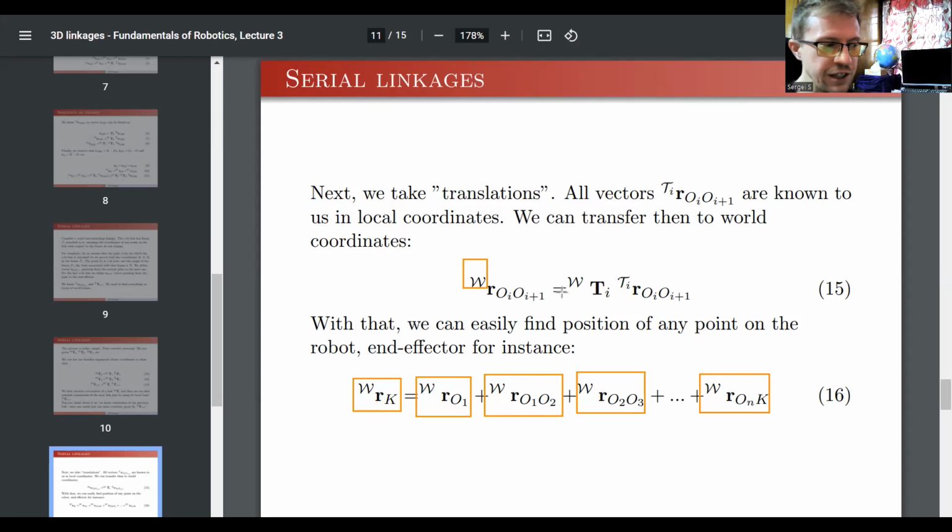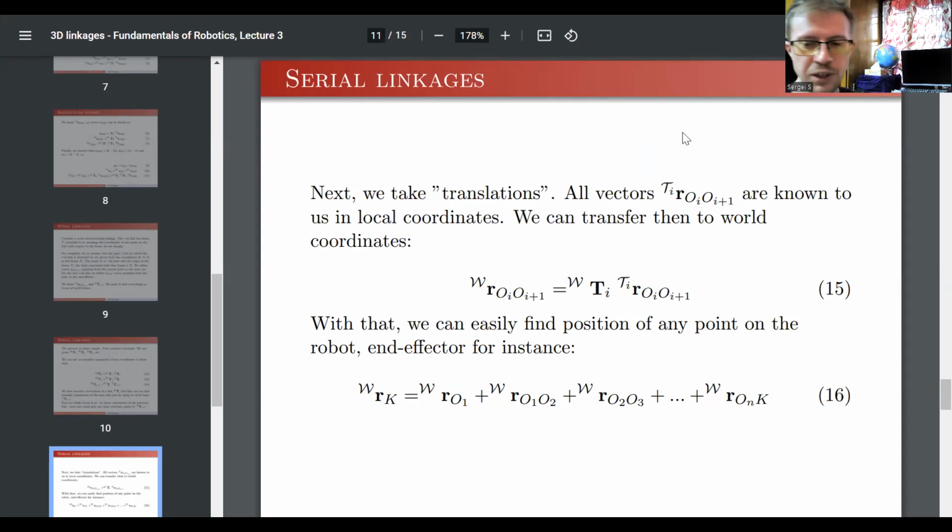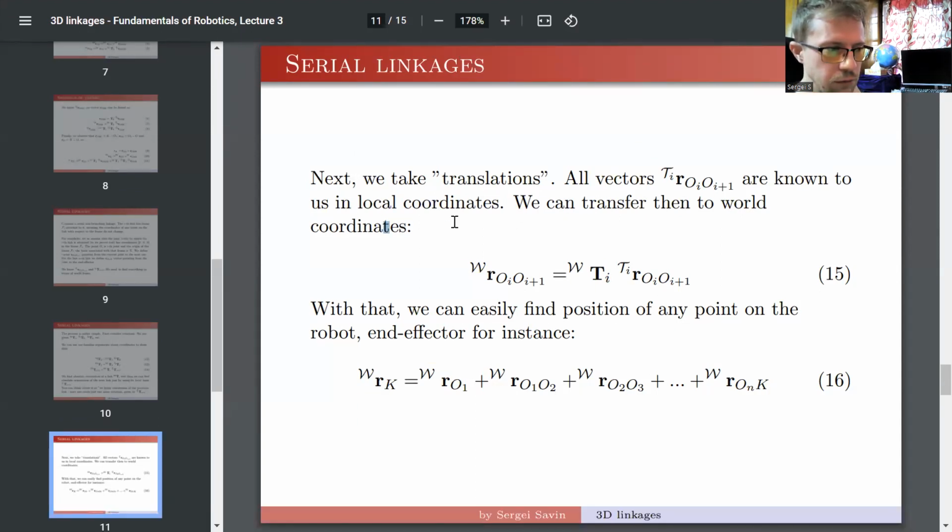At the end of the day, this is how we do forward kinematics for robots in terms of frame transformations. There is one piece of the puzzle that we didn't discuss yet, but what you just saw is the crucial, most interesting part. Any questions about that? Okay, let's move on.